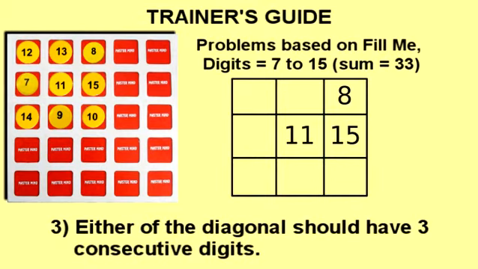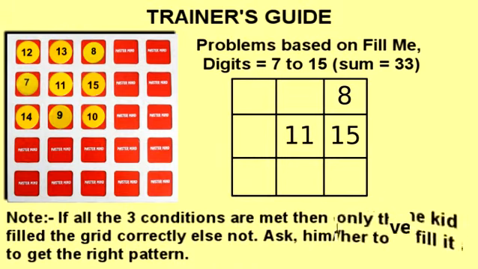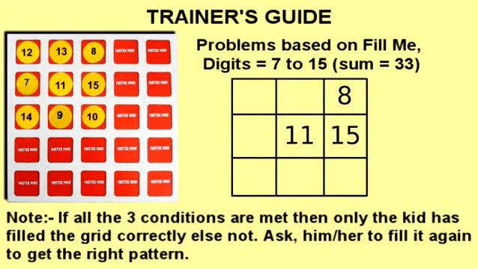Now we can move on to our third condition, that either of the diagonals should have 3 consecutive digits. Let's check it out. We have 2 diagonals over here, and yes, we can see in one of the diagonals the digits are placed consecutively, that is 10, 11 and 12. Note, if all the above 3 conditions are met, then only the kid has filled the grid correctly, else not. And if he or she is wrong, ask him or her to fill it again.